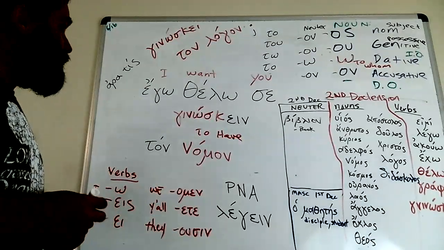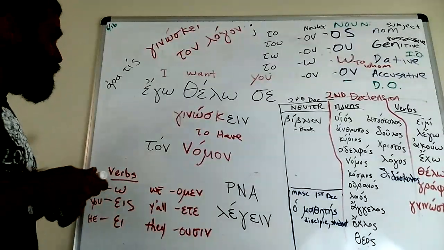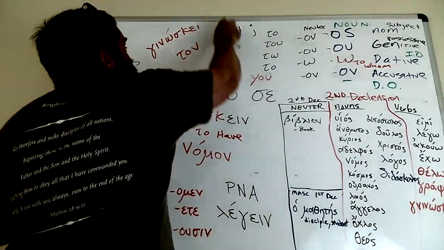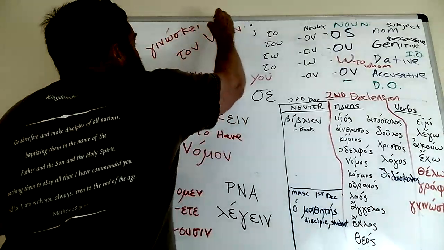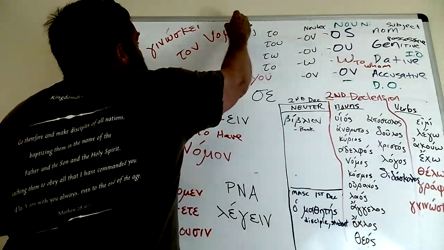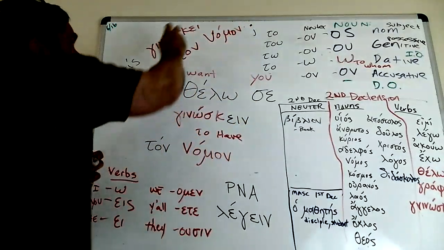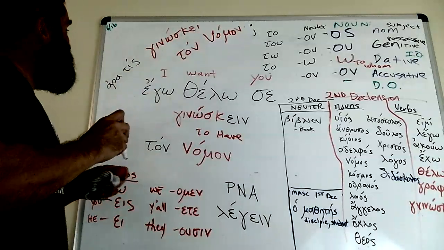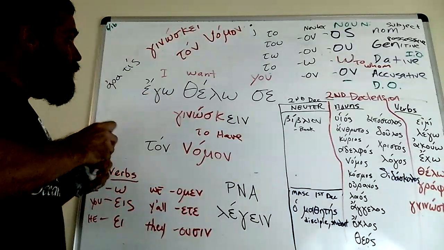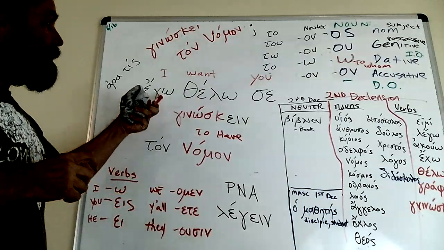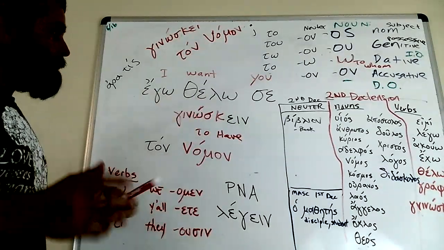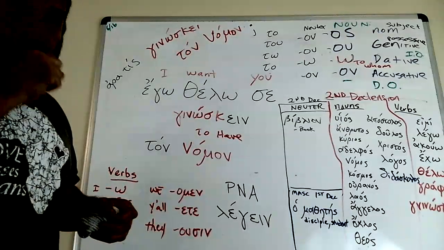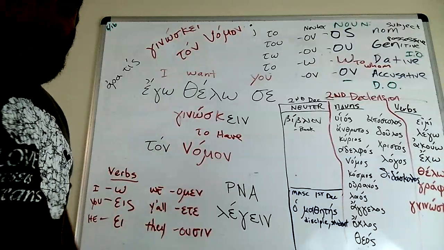So I'll say nai, ego thelo ginoskein ton nomon. Oh yeah, we're using nomon, not logon. Sorry. Yeah, change it to nomon. Ara tis ginoske ton nomon. So, who knows the law? And I would say, I want you to know the law. And then maybe one of you might answer and say, yes, I want to know the law. Because we're in a Hebrew roots group.